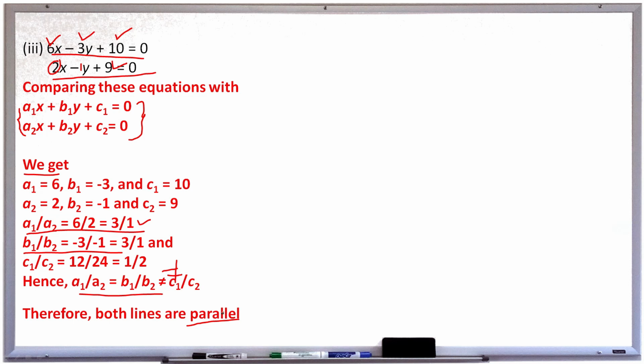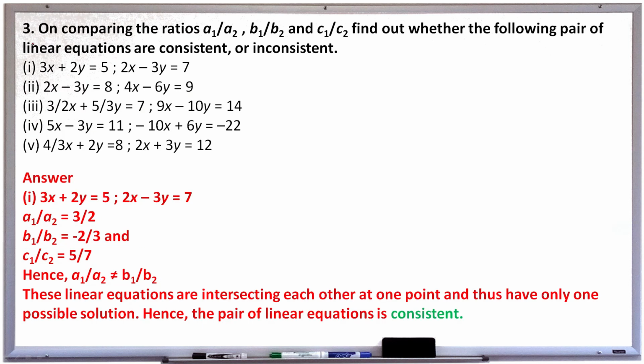We know that if the first two conditions are satisfied and the third is not equal, we can say the lines are parallel lines. Question number 3, again we are going to compare a1/a2, b1/b2 and c1/c2. Find out whether the following pair of linear equations are consistent or inconsistent. Consistent means a1/a2 is not equal to b1/b2. That is the condition for consistent.